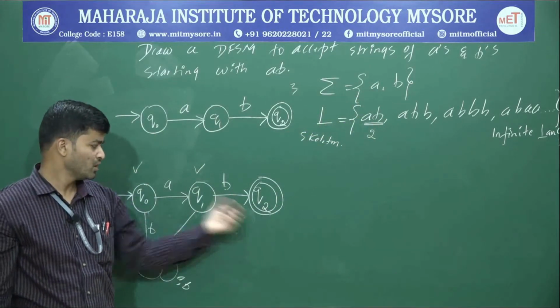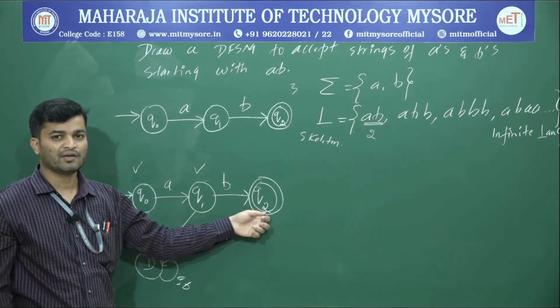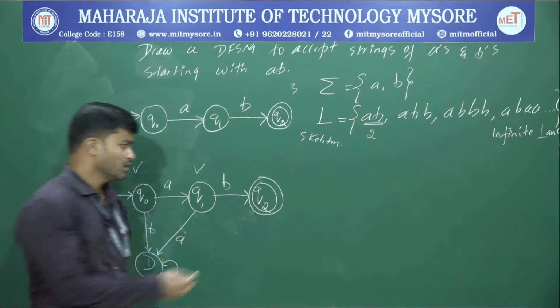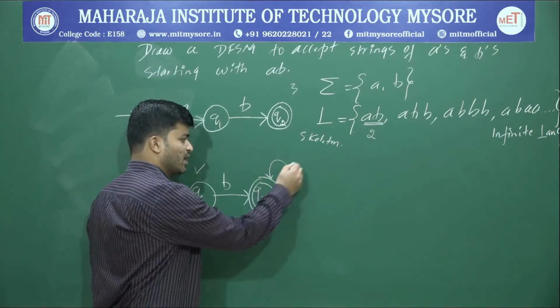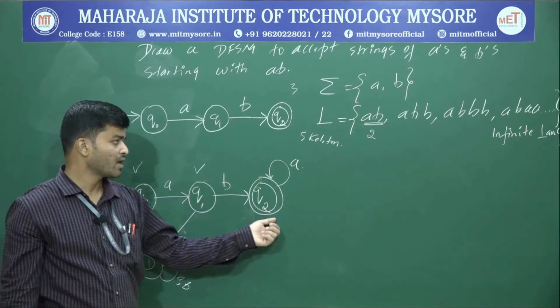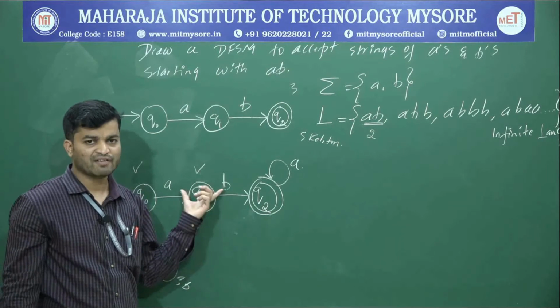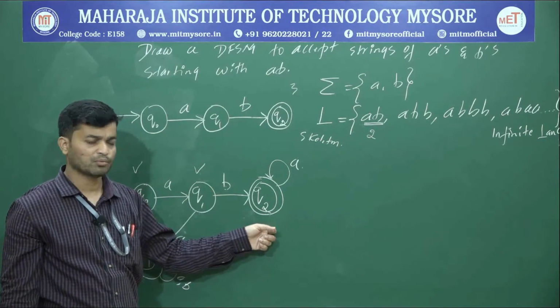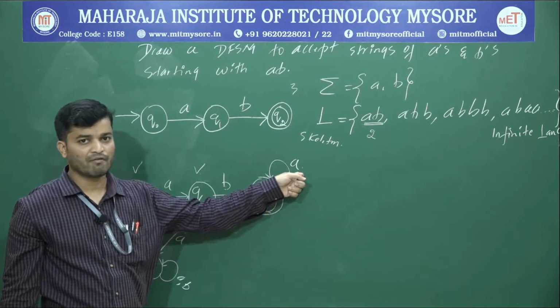Now go to Q2. It should start with AB. At the end, you can have anything. Therefore, you can go with a loop upon A, B. If I write a loop upon A, what will happen? AB, then I can have n number of A's. So it is starting with AB, therefore I don't have any problem. So writing a loop upon A is valid.